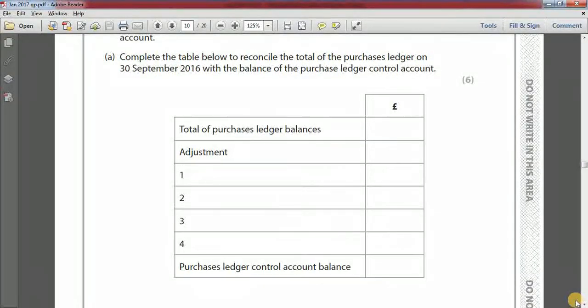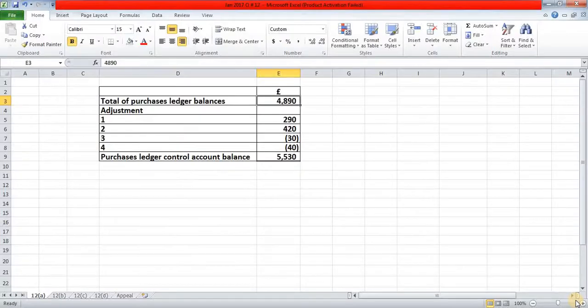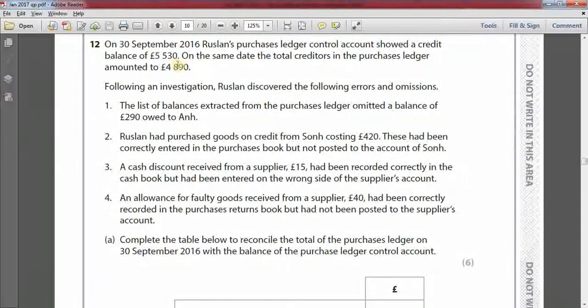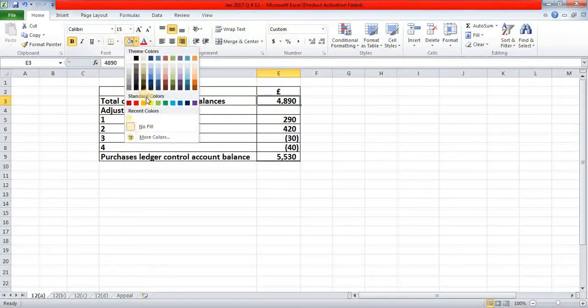Option A. Complete the table below to reconcile the total of the Purchases Ledger on 30 September 2016 with the balance of the Purchases Ledger Control account. In option A, we need to complete this table, which will reconcile the total of the Purchases Ledger with the balance of the Purchases Ledger Control account on 30 September 2016. Let's solve it. First of all, we need the total of Purchases Ledger balances, which is £4,890. Here is your £4,890.